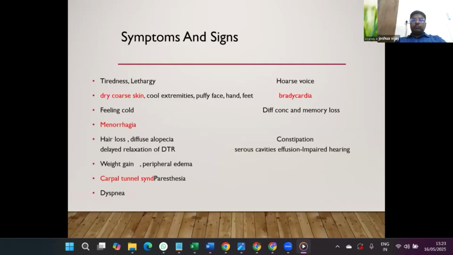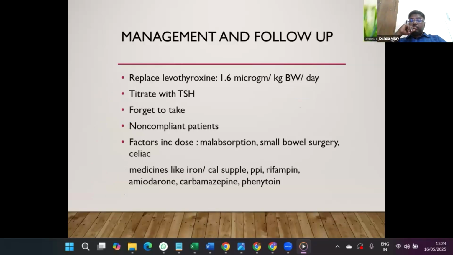What are the common symptoms and signs? Tiredness, lethargy, dry and coarse skin, whereas in hyperthyroidism the skin is moist and warm. Here it is coarse, with cool extremities, puffy face, hands and feet, feeling cold, menorrhagia, hair loss, diffuse alopecia, delayed relaxation of deep tendon reflexes, weight gain, and peripheral edema. The weight gain is due to mild fluid retention, and it is only up to 4 to 5 kg. Also carpal tunnel syndrome, paresthesias, and dyspnea. Also bradycardia. It causes decreased concentration and memory loss, and constipation. It increases serous cavity effusion, and hearing is impaired.